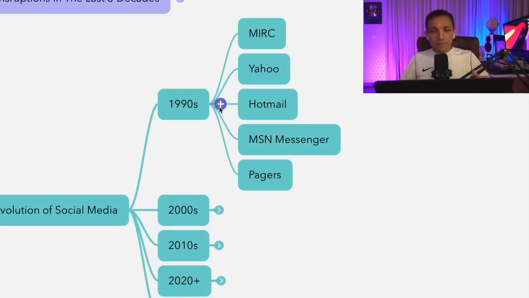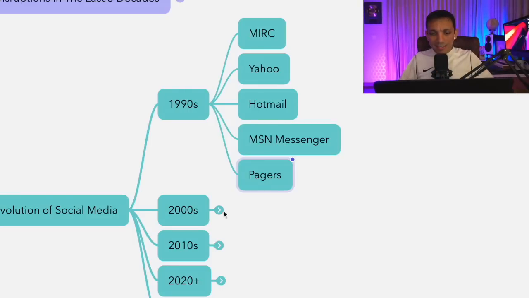So in the 1990s, I remember chatting on mIRC, Yahoo Messenger, Hotmail, MSN Messenger, and we had pagers that were introduced during that time and everyone felt it was really cool. And mobile phones at that time were like the brick phone, right? Which was very, very costly and expensive. So the way that people would communicate socially was using these different platforms.